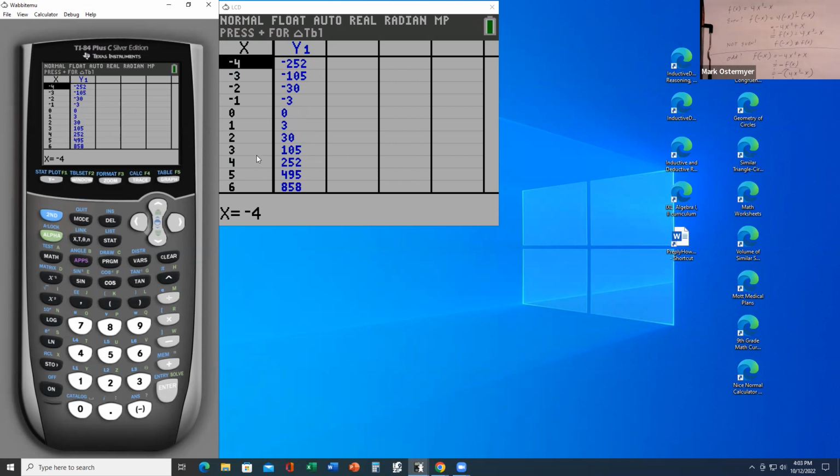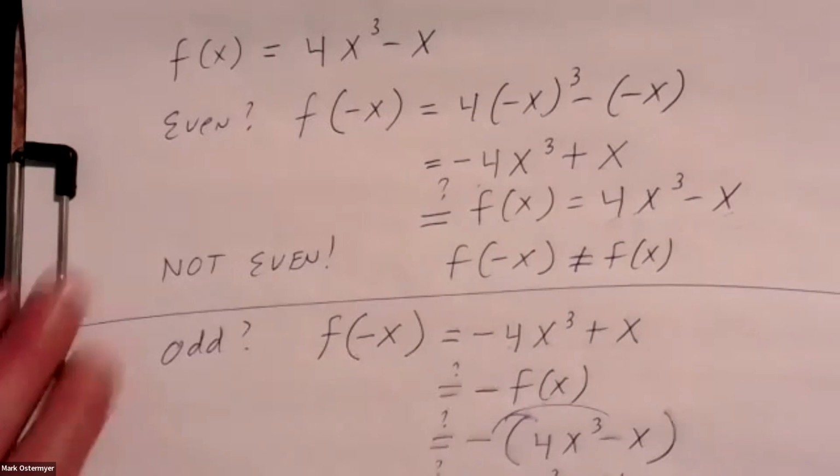For every point (x, y) that's on the graph, if (-x, -y) is on the graph, then the graph is symmetric with respect to the origin. (1, 3) is on the graph. So is (-1, -3) on the graph? Yes. (2, 30) is on the graph. So is (-2, -30) on the graph? Yes. (3, 105) is on the graph. So is (-3, -105) on the graph? Yes. This graph is symmetric with respect to the origin, and therefore it's an odd function. Does that make sense? It's an odd function.